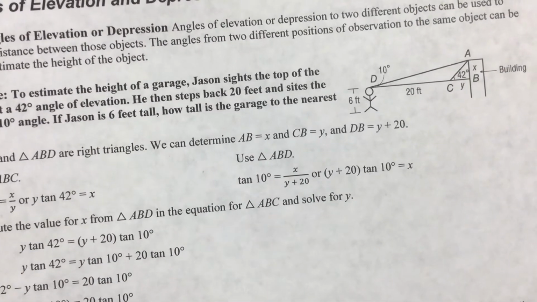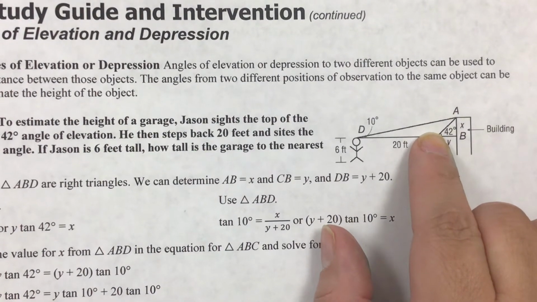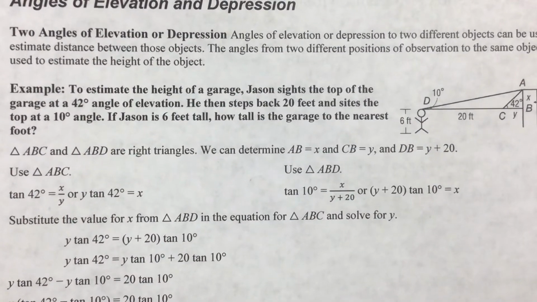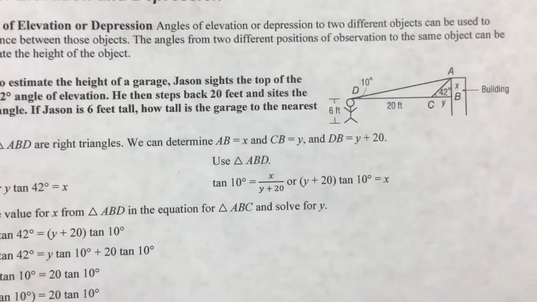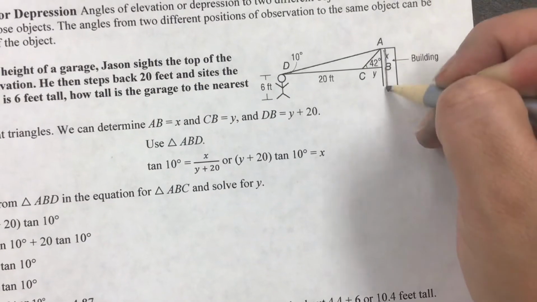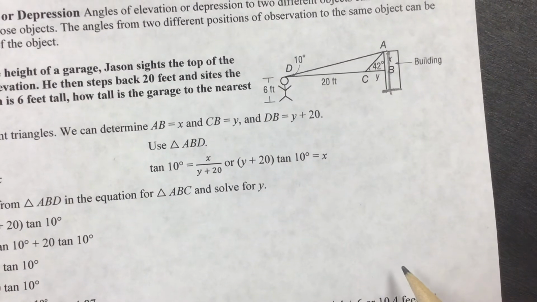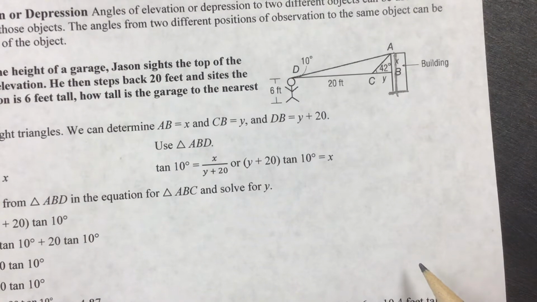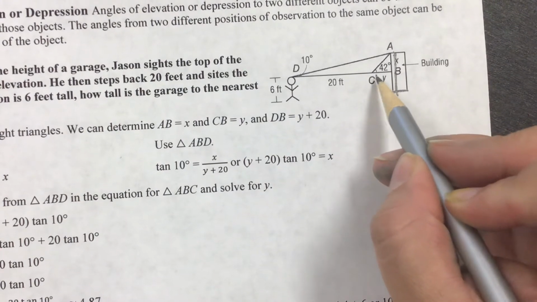On the other side, we got situations where we have two angles that we need to do in one scenario. So I'm going to read this one along and highlight some areas just to make sure that you understand. To estimate the height of a garage, so this is the whole garage door right here, Jason sights the top of the garage at a 45-degree angle of elevation. So Jason was right here first.